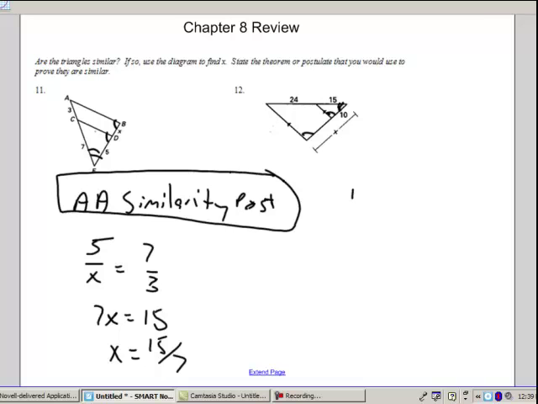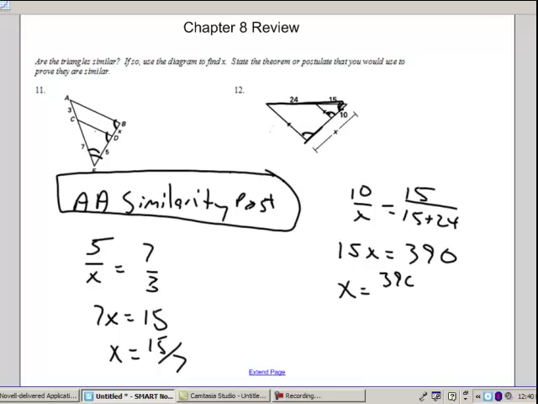This time I'm going to say 10 over x is equal to 15 over 15 plus 24. Notice I'm going for the whole big side. I have to go for the whole big side. So 15x is equal to, well, 15 plus 24 is 39, times 10 is 390. So x is equal to 390 over 15.